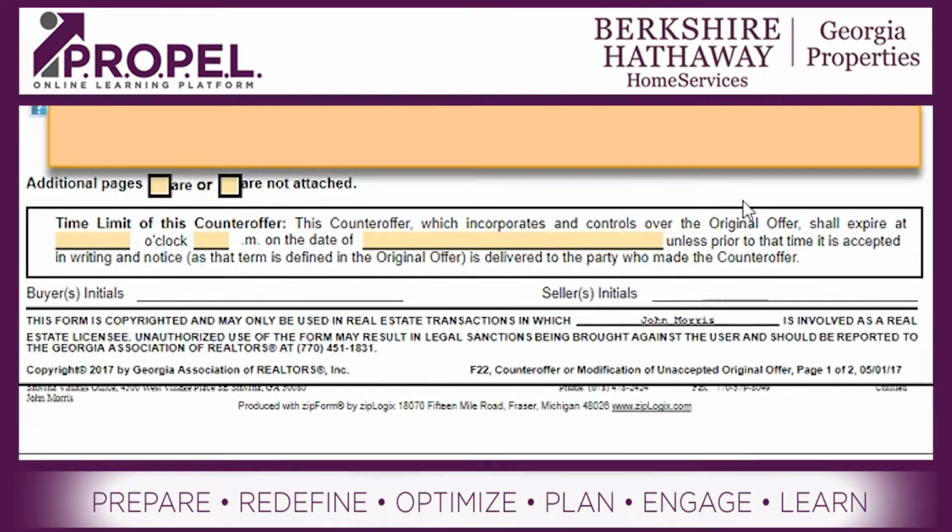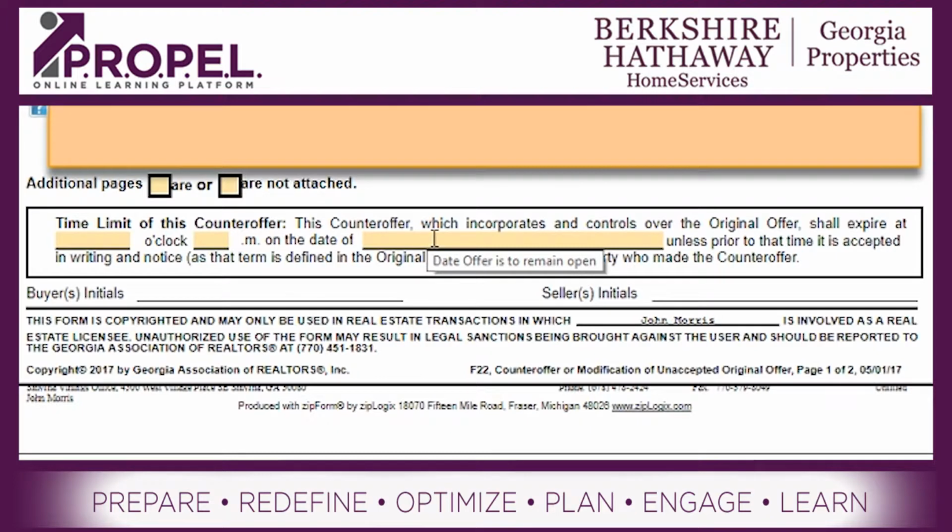The other thing you've got to make sure that you fill in here is these two blocks here. Additional pages are not attached. And then secondly, the time limit. How long are you going to make this counteroffer live for? How long are you going to keep it open for? So you would put in here a date and a time, and after that, this offer technically expires.